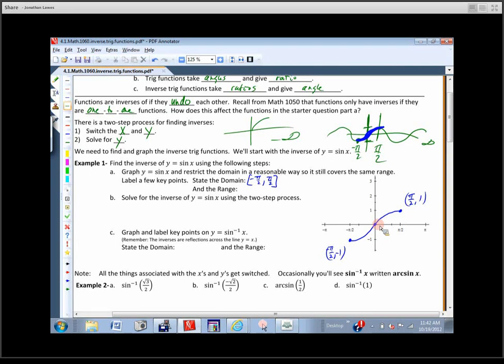Ought to know the range. What's the range? Okay, we already talked about this several times. Negative 1 to 1. We designed it specifically to cover the same range as sine does.